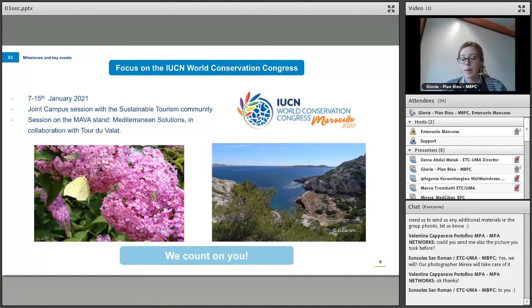And here we plan to participate in different ways, organizing a joint campus session with the sustainable tourism community, focusing also on the tools that both communities have developed, and trying to share the knowledge to build a more sustainable model of tourism, because for sure this has an impact on biodiversity. And also we have planned to participate in a slot during the Mediterranean Solutions MADA stand in collaboration with Tour du Valais. And it could be also an opportunity to showcase your work.